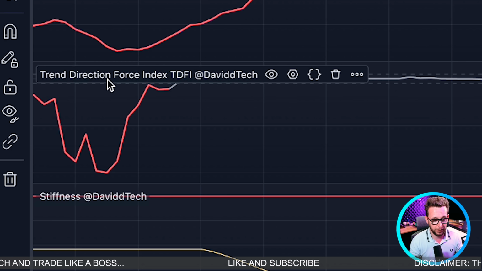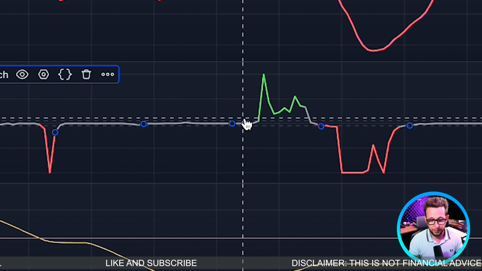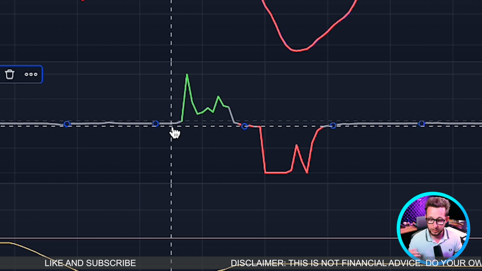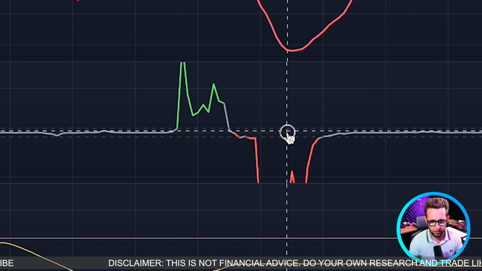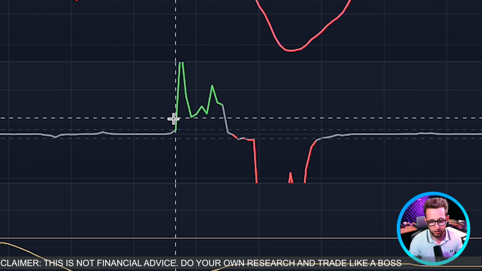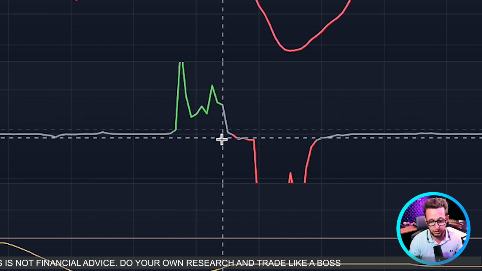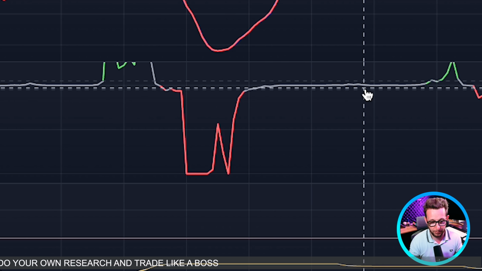The trend direction force index is an extremely powerful indicator. Absolutely love it. It's done very well in some of my older strategies, although it took me a long time to fall in love with this indicator, but it is very, very good. So this is slightly offset from the zero line, but when it goes green, we're also looking for longs, and when it goes red, we're looking for shorts. When it's grey, we stay out of the markets.